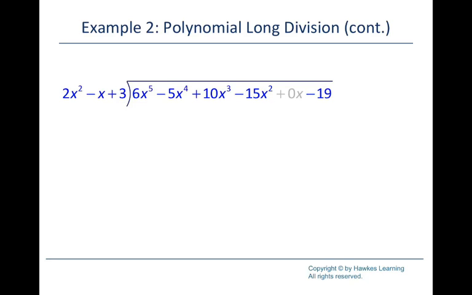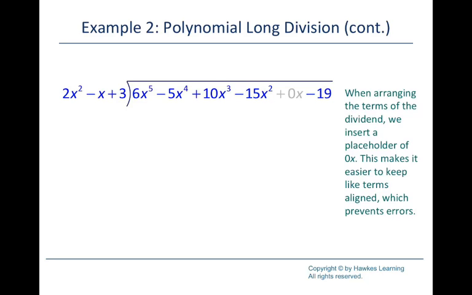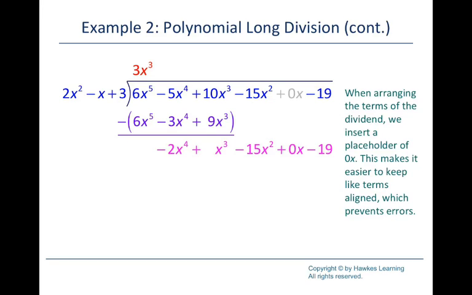Then we say, okay, 3 times 2 will give me 6. So in the quotient, I'm going to need 3x cubed, because that's what we'll multiply by 2x squared to give me 6x to the 5th. But then I have to multiply by everything, so I'll have 6x to the 5th minus 3x to the 4th plus 9x cubed. Then I would subtract that, in essence, changing the signs all the way across. And so that's going to become a plus 3x to the 4th, so I'll have minus 2x to the 4th and plus x squared, and then bring down the rest.